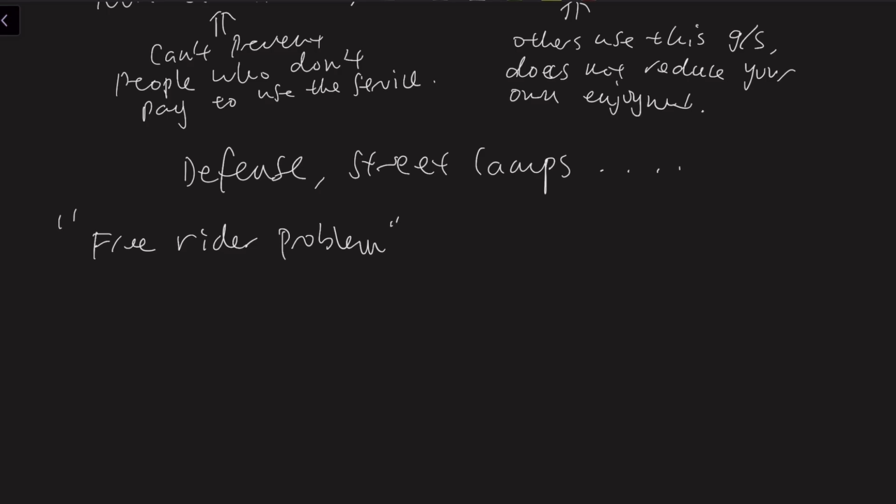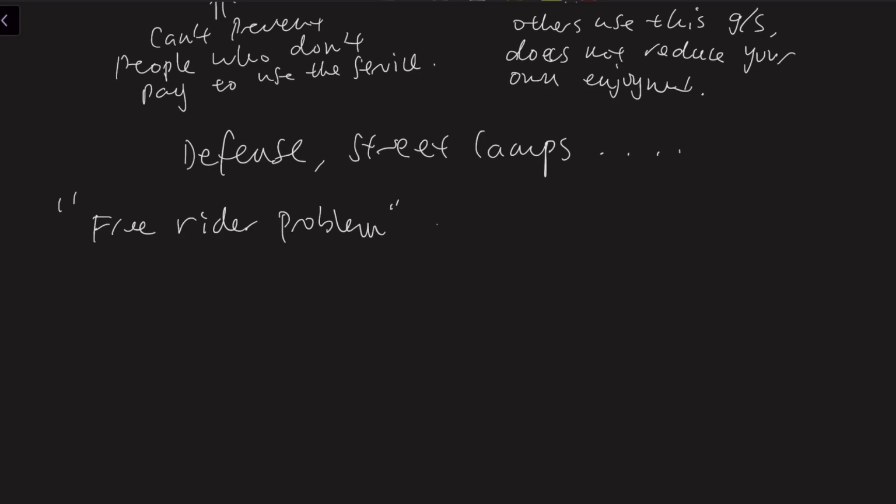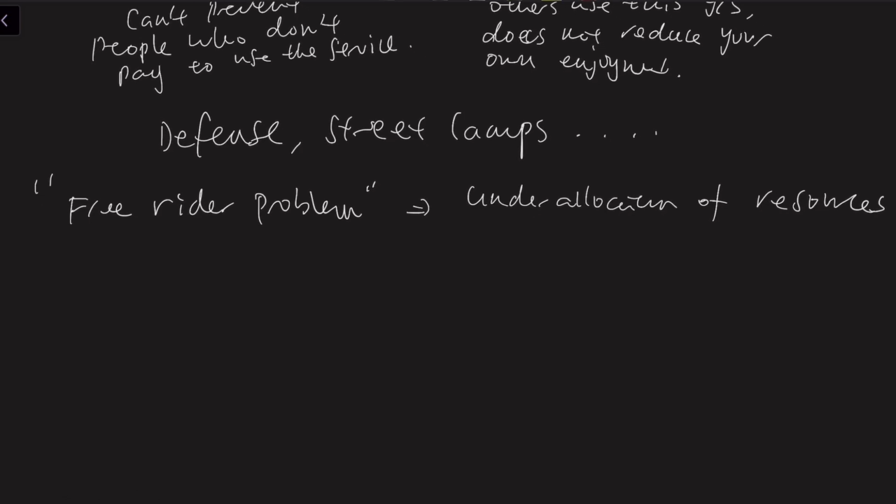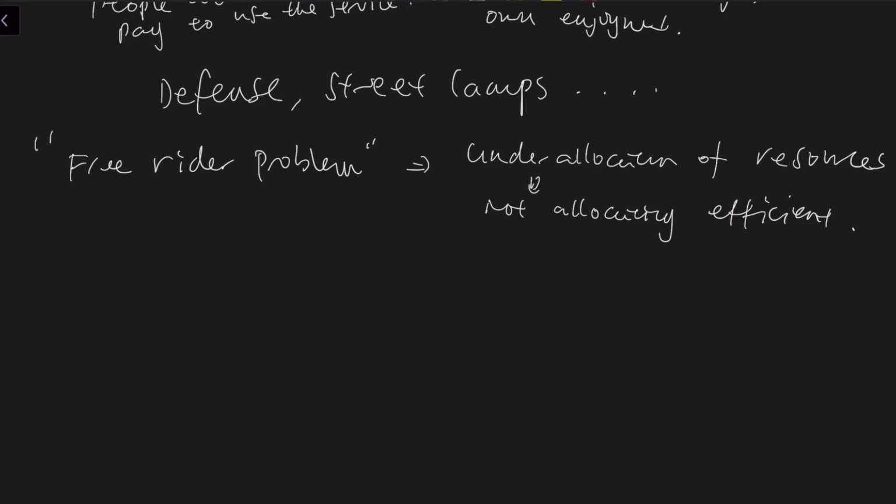Since nobody is paying and firms are designed to maximize their profit, they are not going to provide defense to citizens. And so everybody will be under constant military threats. So this is very problematic because under those threats, it is very difficult for the economy to operate efficiently. And because of this under-allocation of resources, without government intervention, this service will not be provided, and the society is not allocatively efficient. So this is not good.